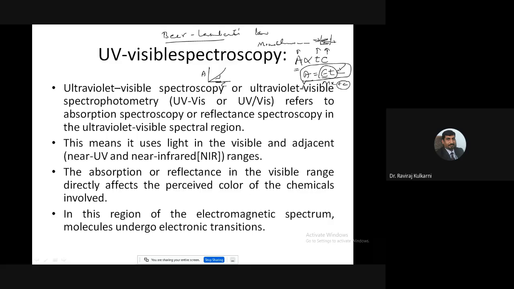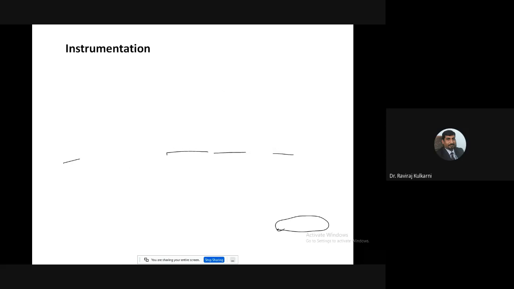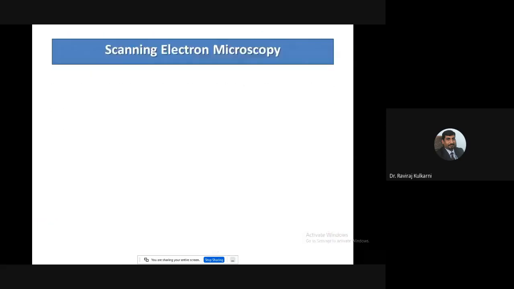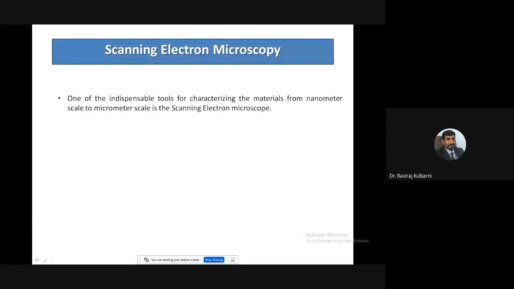So this is about UV visible spectroscopy. I'll discuss UV spectroscopy in detail in the next class. Before that, I'll go to the one which I missed here: scanning electron microscopy. We already discussed transmission electron microscopy, and it is similar to that.